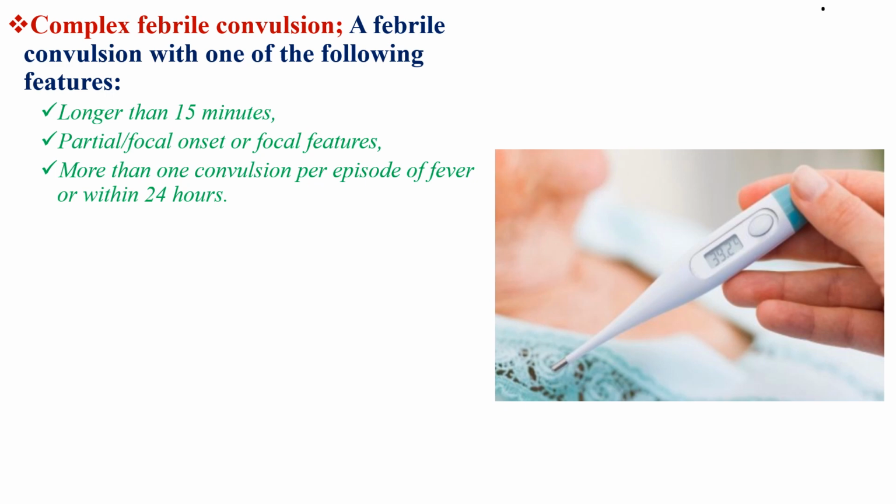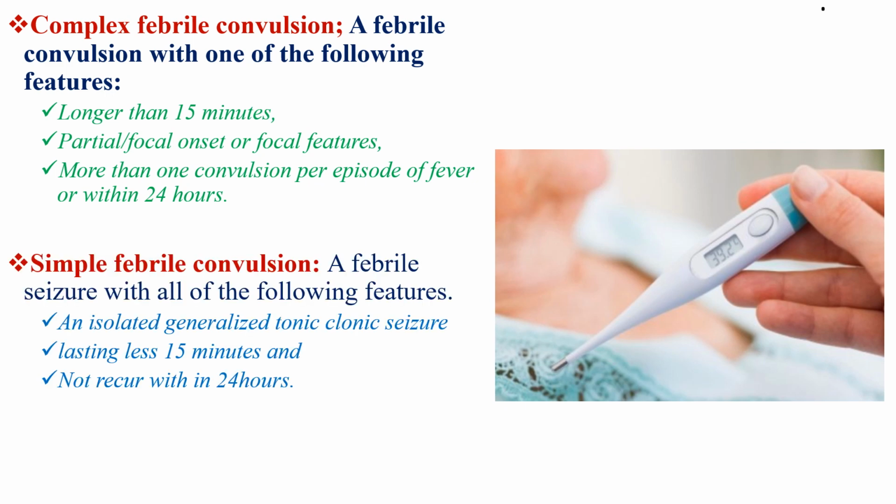There are classifications of febrile seizure. The first is complex febrile seizure. A febrile convulsion with one of the following features is said to be complex febrile seizure: if it lasts longer than 50 minutes, if it is partial or focal, more than one convulsion per episode of fever, or within 24 hours. If it recurs within 24 hours, we can call it complex febrile seizure.